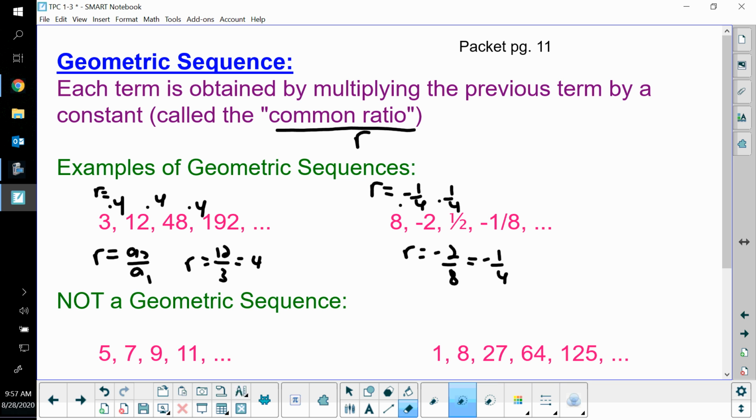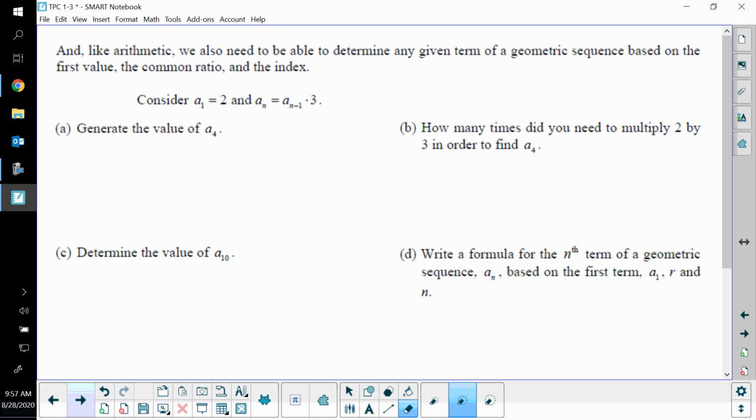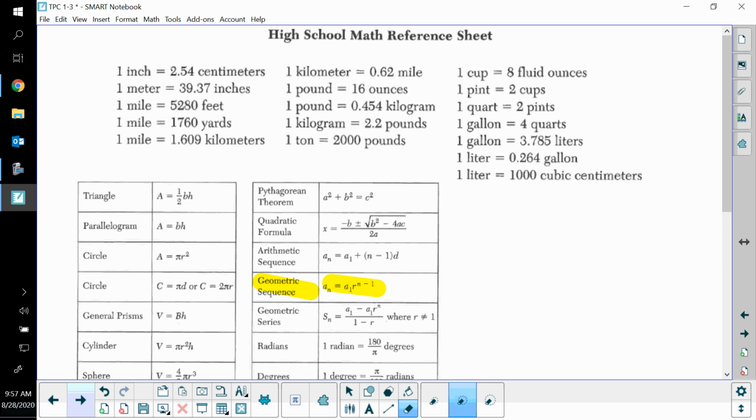We're going to skip the bottom of page 11, so you can go right over to the top of page 12. And on the top of page 12, you will see our Regents reference sheet again. The formula we'll be focusing on today is the geometric sequence formula, the one that is highlighted there, fourth one down on the right.